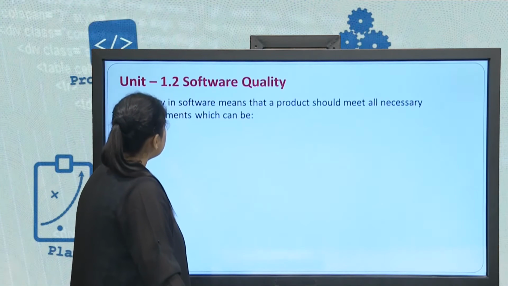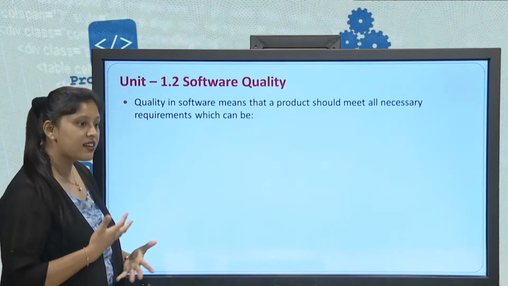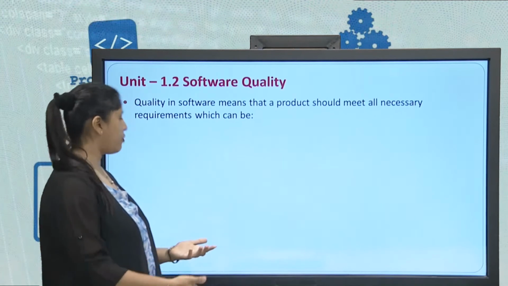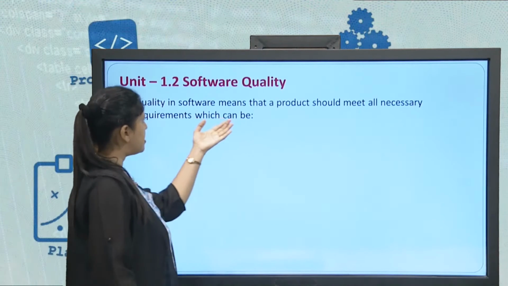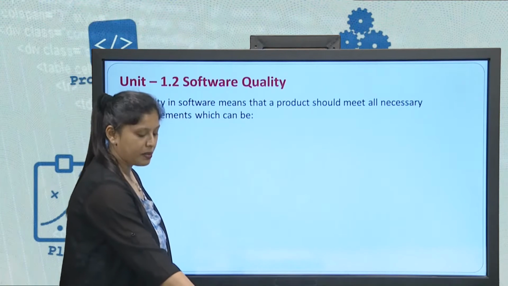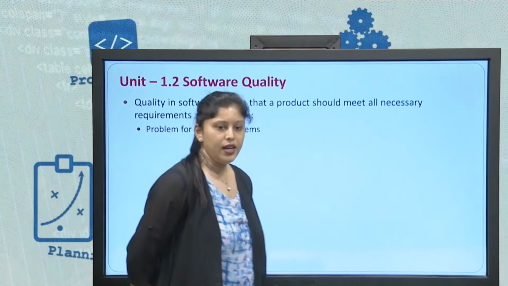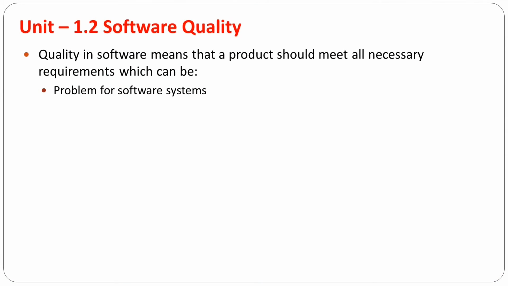Let us see again what the necessary requirements for my software quality are. Quality in software means that a product should meet all necessary requirements. What are the requirements? Let us see one after the other. First, the problem for software systems: if my quality is not up to the mark, then what is the problem with my software system, why is it not providing better quality?